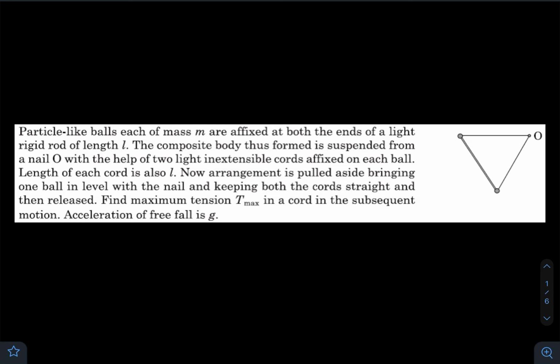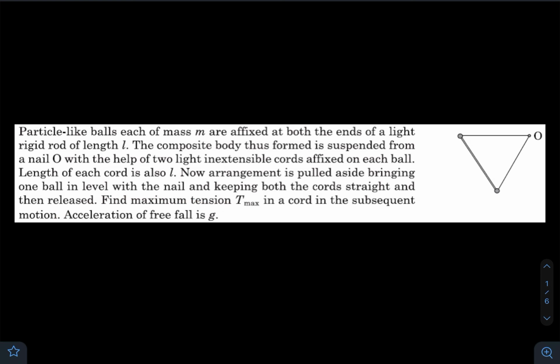So in today's question we have two particle-like balls, each of mass m, affixed at both ends of a light rigid rod of length L. The composite body thus formed is suspended from a nail O with the help of two light inextensible cords affixed on each ball. Length of each cord is also L. Now the arrangement is pulled aside, bringing one ball level with the nail and keeping both the cords straight, and then released. Find the maximum tension T max in a cord. In the subsequent motion, acceleration of free fall is g.